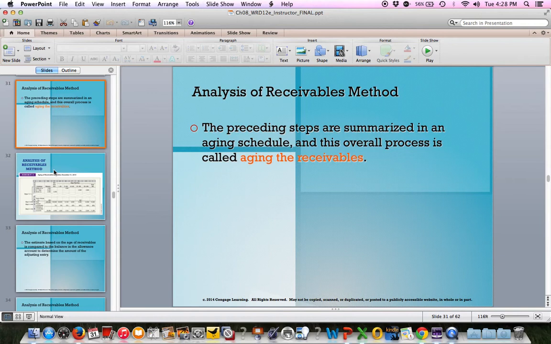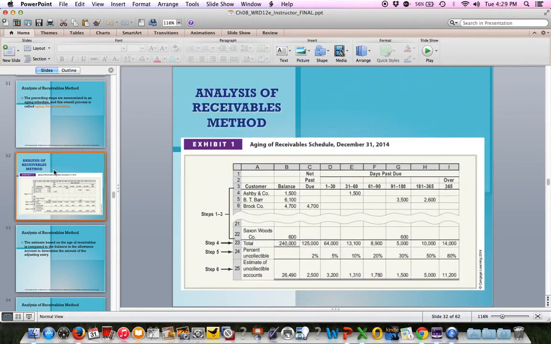It says that the preceding steps are summarized in an aging schedule. It's called the aging of the receivables process. Here's a picture of what we're talking about. We list every customer that has a credit balance with us, what the balance is, and then whether it's past due or not. If it's not past due, it's just in this first column, so obviously we don't have to worry too much about that one.